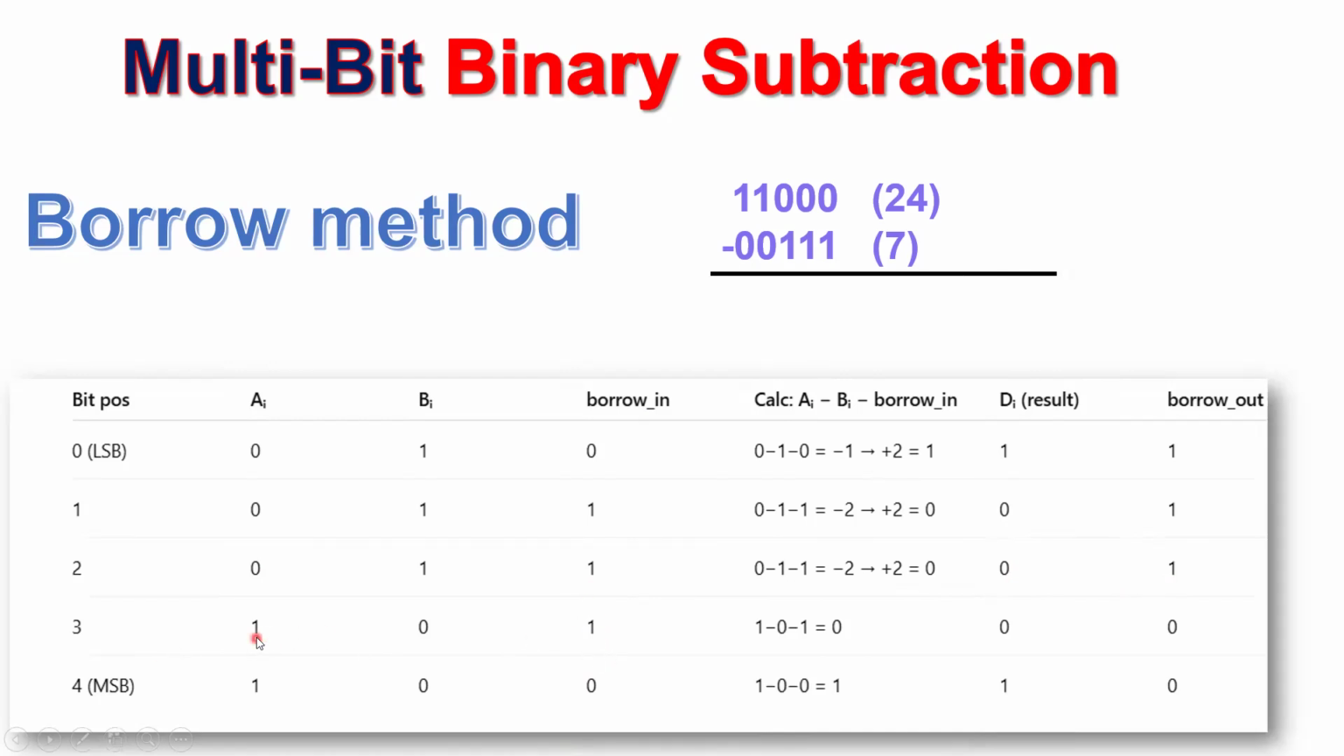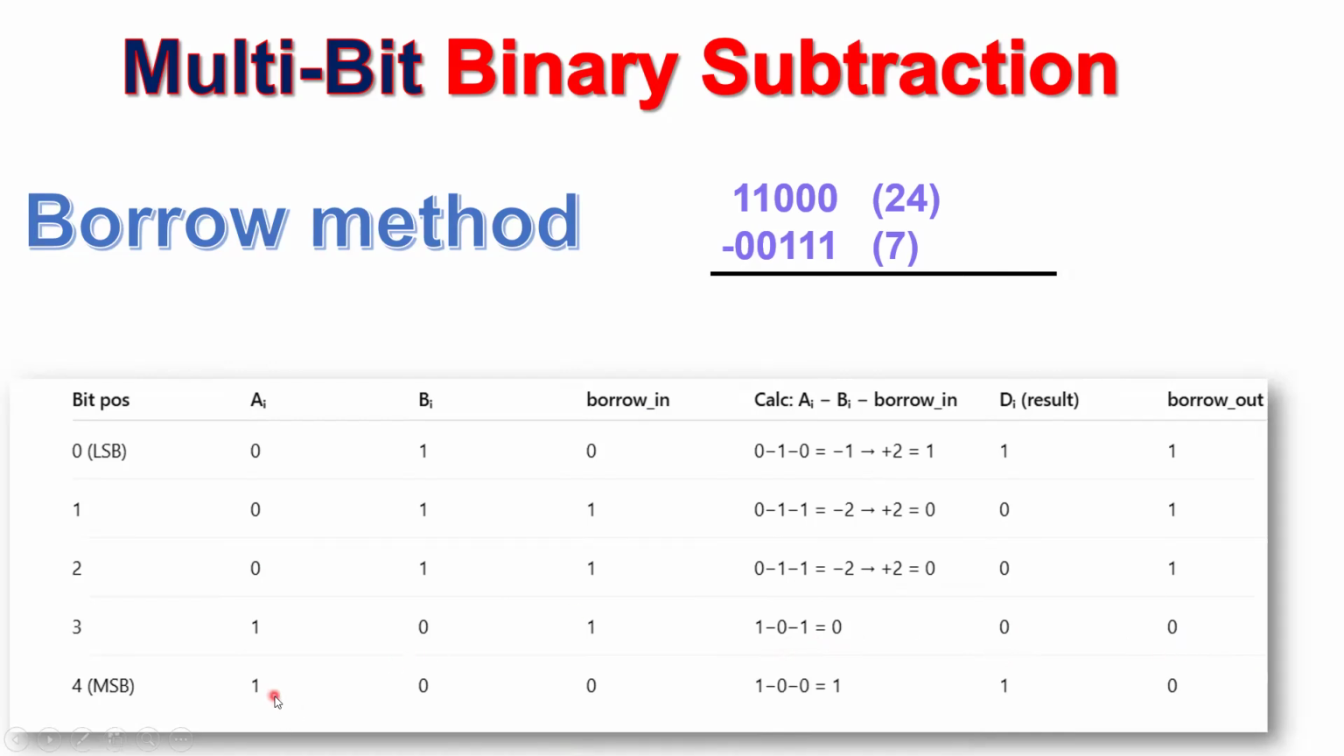Now next bits are 1 minus 0. Here look, 1 minus 0. So you simply write it as 1 minus 0 minus 1. Right here, 1 minus 0 minus 1. This difference is nothing but 0. So at this position, you see, you don't need to write anything right here. So you see that simple difference, 1 minus 0 is 1. Again, 1 minus 1 is 0. So the difference is 0, and borrow out is also 0.